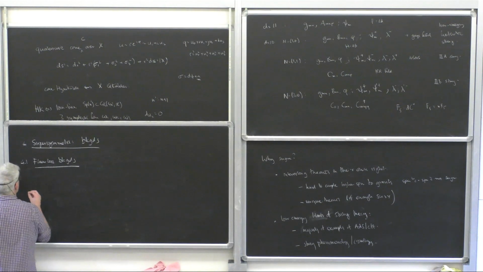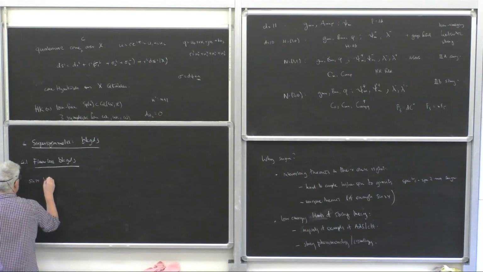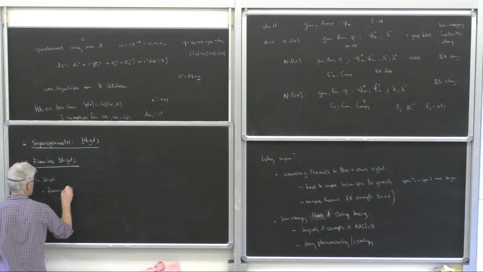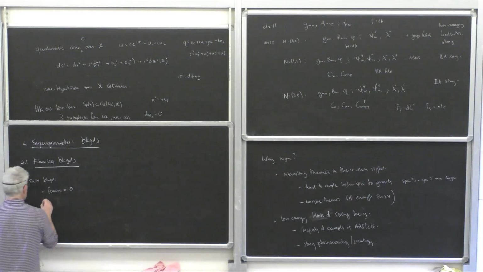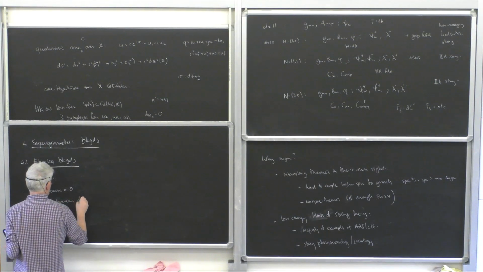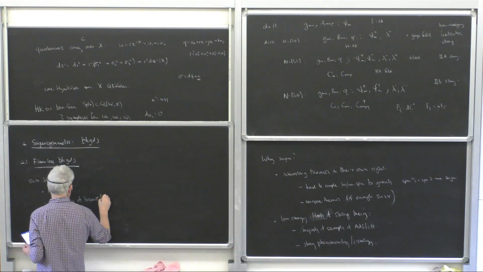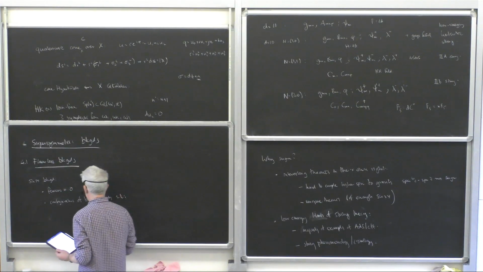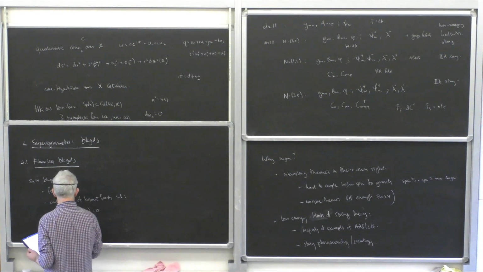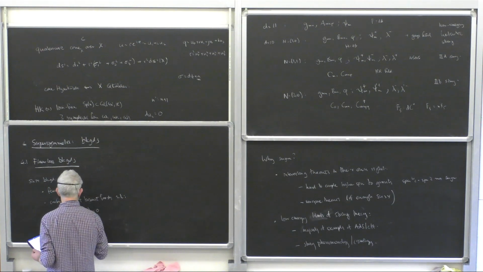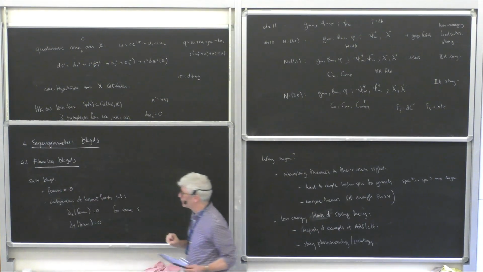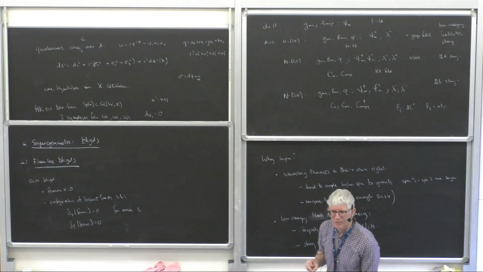What do we want to look at for a supersymmetric background? For a supersymmetric background, what I want to do is set all the fermions to 0, and look at a configuration of bosonic fields such that when I do the variation of the fermions, I get 0, and when I do the variation of the bosons, I get 0 for some epsilon. That's what I mean by a supersymmetric background.